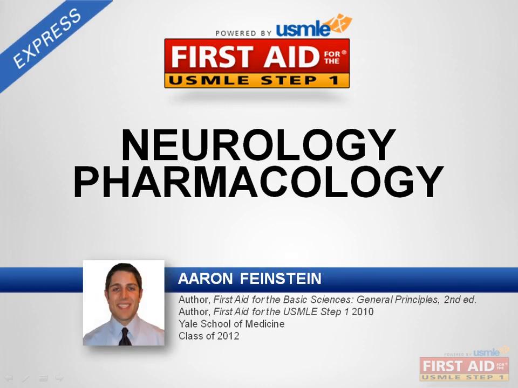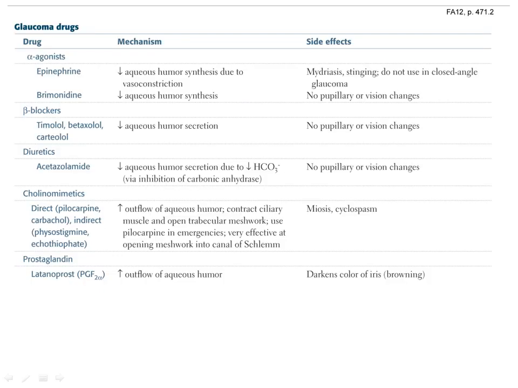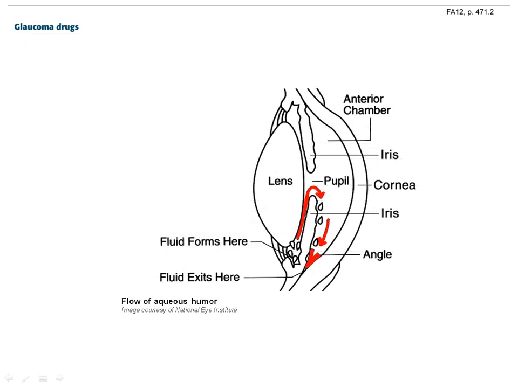Now we'll talk about some of the drugs that are used for neurologic disease. We discussed glaucoma earlier in the lectures. It is the condition of increased intraocular pressure due to impairment of aqueous humor flow. Aqueous humor is produced by the ciliary body in the posterior chamber and travels to the anterior chamber through the pupil. It is resorbed through the canal of Schlemm.